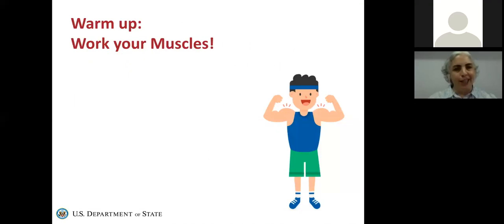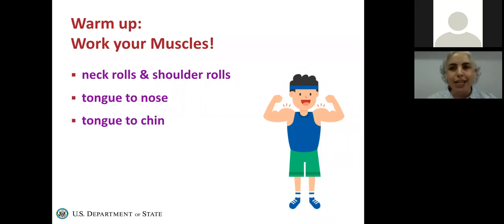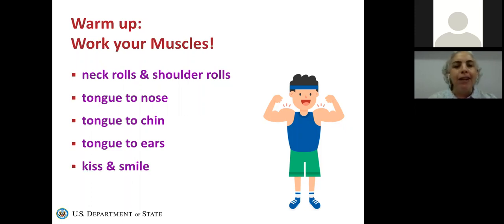So moving on, let's start our webinar on pronunciation by doing a little muscle warm-up. Let's start by working some of our pronunciation muscles. Let's start with some neck rolls and some shoulder rolls. So roll your neck, roll your shoulders, some tongue to nose, some tongue to chin, some tongue to ears, some kiss and smile.